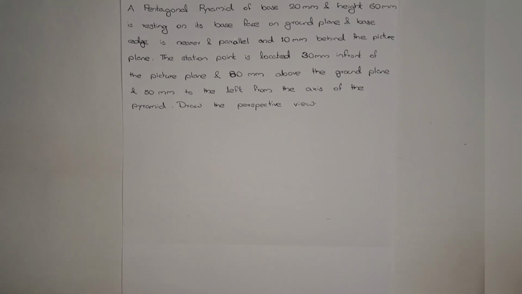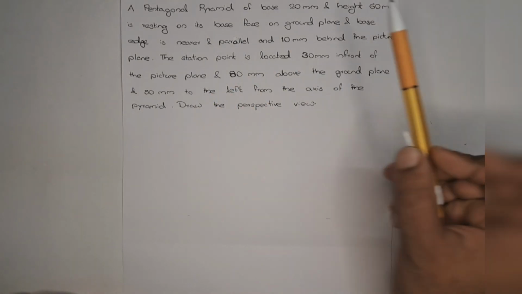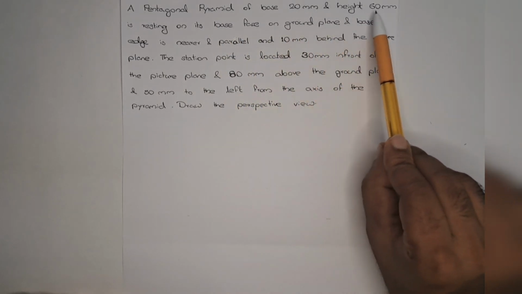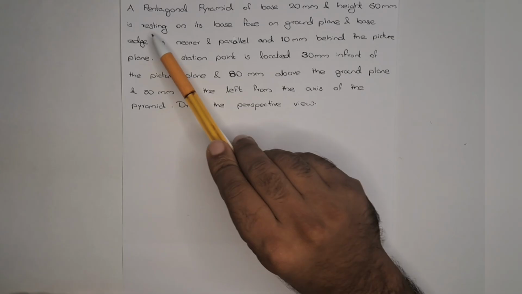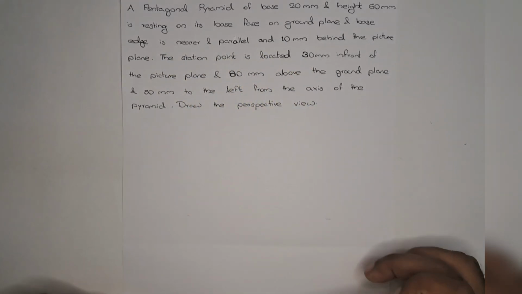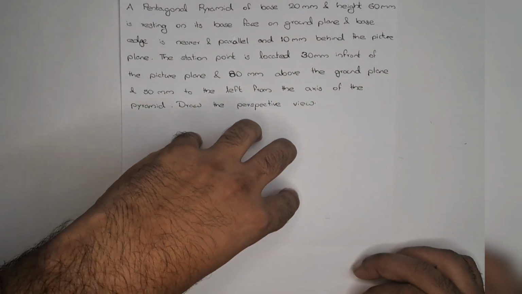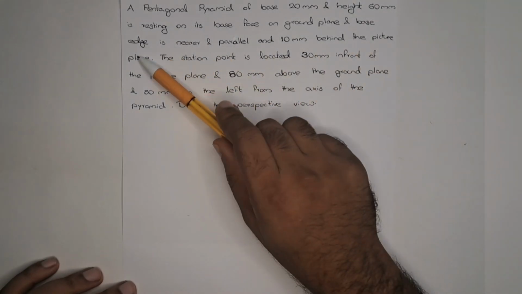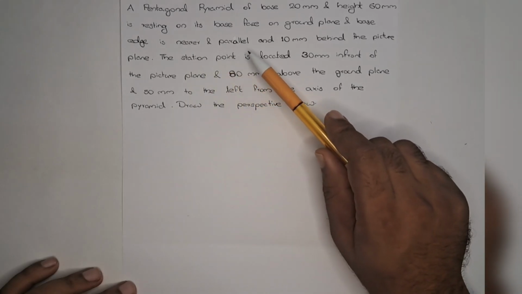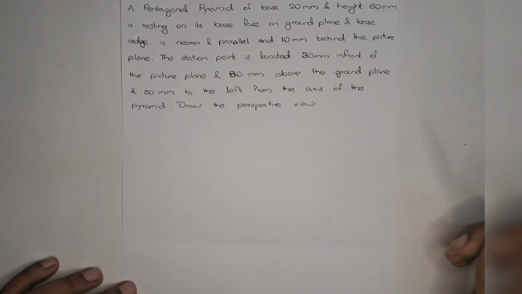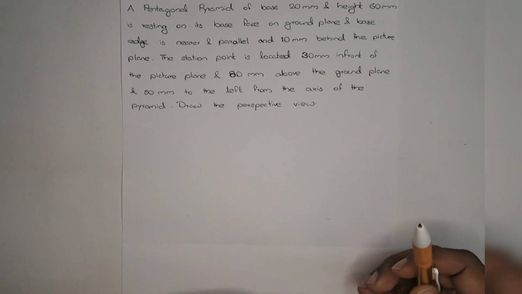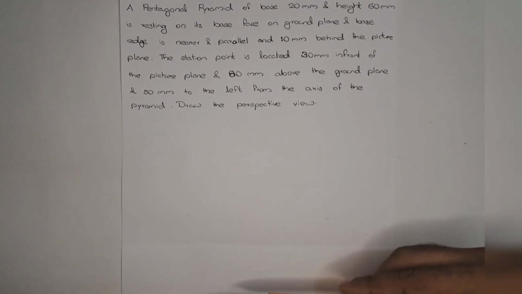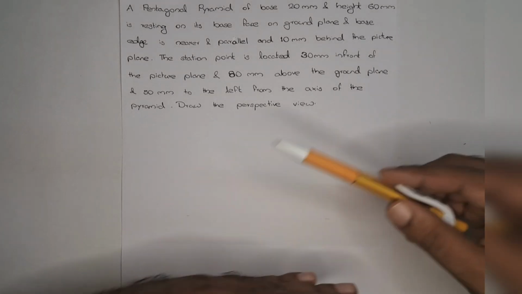Discuss about the perspective view of a pentagonal pyramid of base side 20 mm and height 60 mm, resting on its base face. It is sitting upright like this. So in top view we can see the pentagon and the base edge is nearer and parallel and 10 mm behind the picture plane. So we have to place the pentagon like this. The line must be parallel to the picture plane.